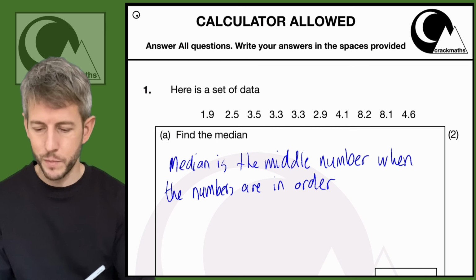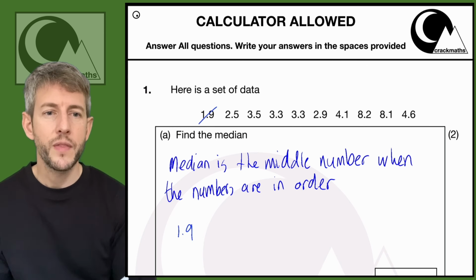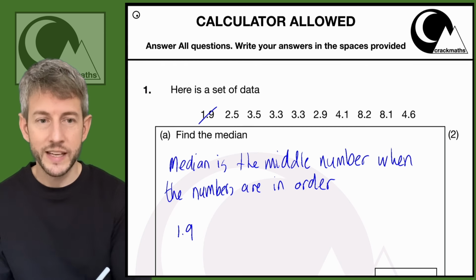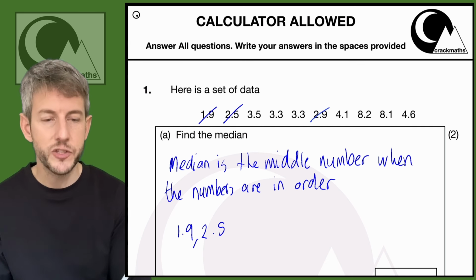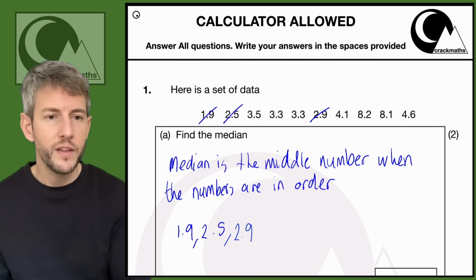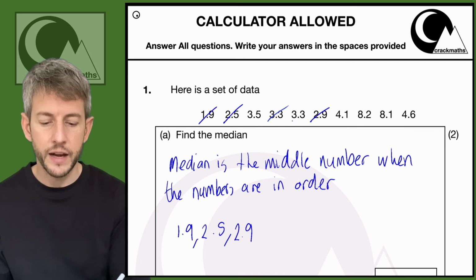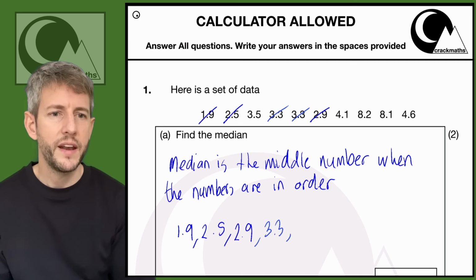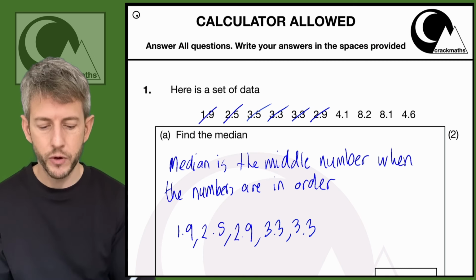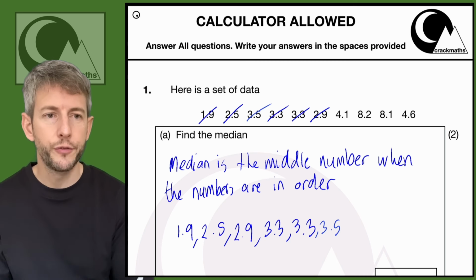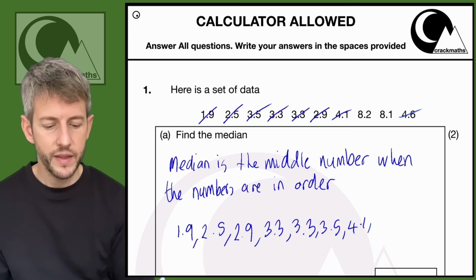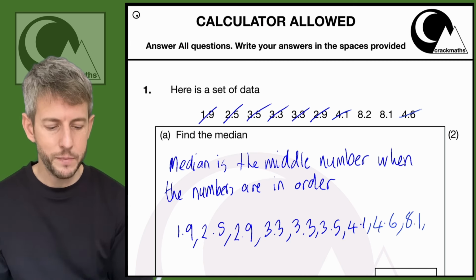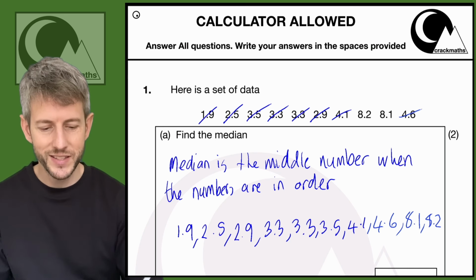So I can see that the smallest number is 1.9, and then I'm going to cross that off. Then the next smallest number is, actually it looks like it's that 2.5, so I'll cross that off as well. The next smallest number after that, I can see it's this 2.9 here, so cross that off and write that down. Then we've got no more 2s, so now we're looking at the 3s. I can see we've got a 3.3 here and a 3.3 here, so I'm going to write both of those down. And now we've got one last 3, we've got a 3.5, and then I can see we're onto the 4s. So with the 4s, we've got a 4.1, and then we've got a 4.6, and then we've got an 8.1, oh, and an 8.2, which we're fitting just inside that box.